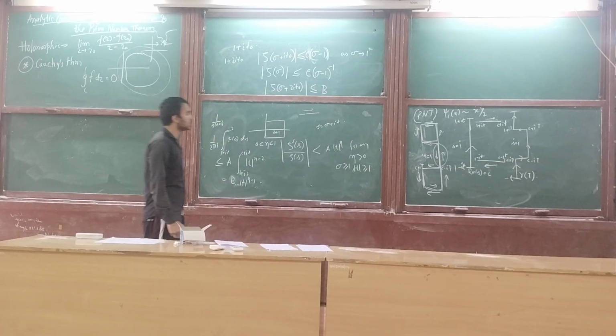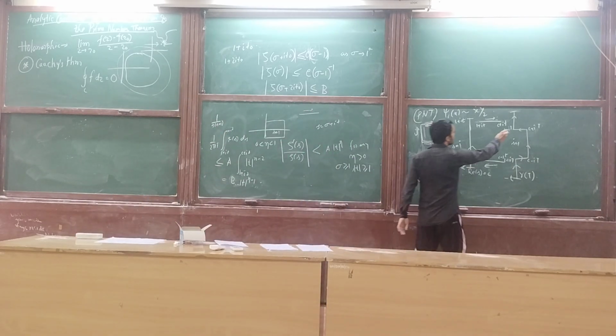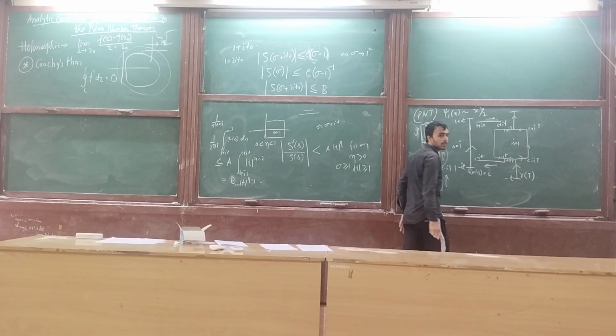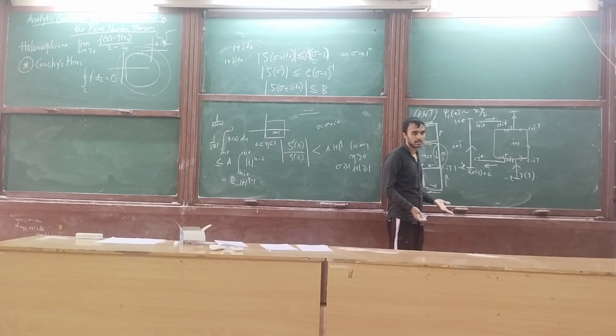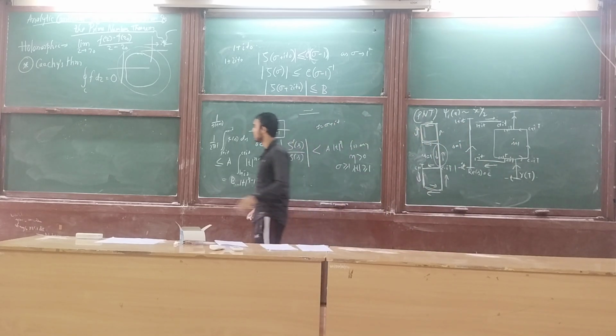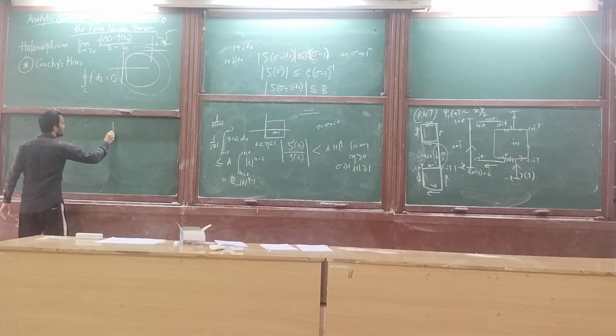We are doing this because we want to somehow wrap around this point, because we know it has a pole here and we know its residue is exactly what we want. So we want to wrap around this point, and that's what we will do.